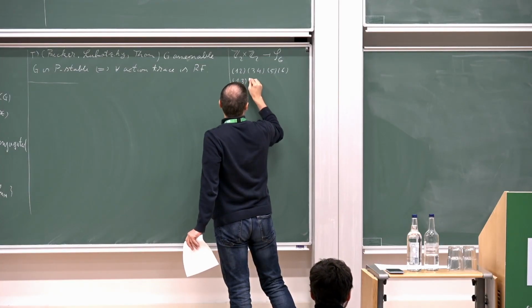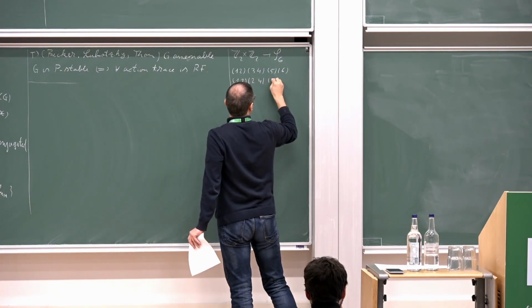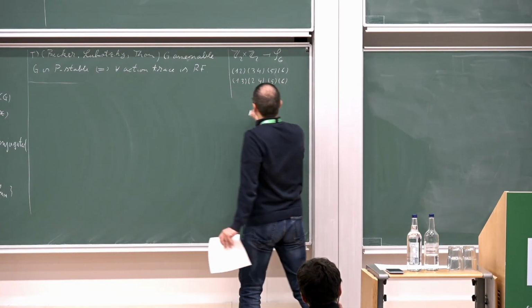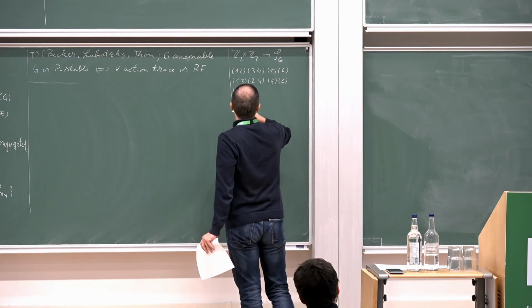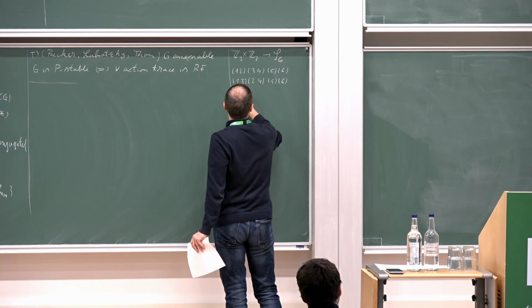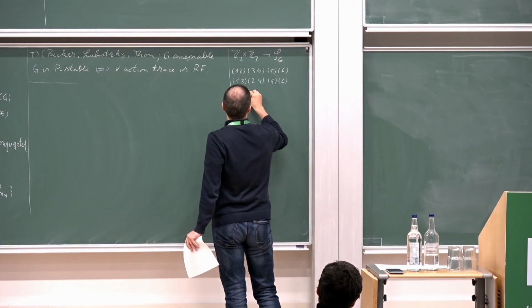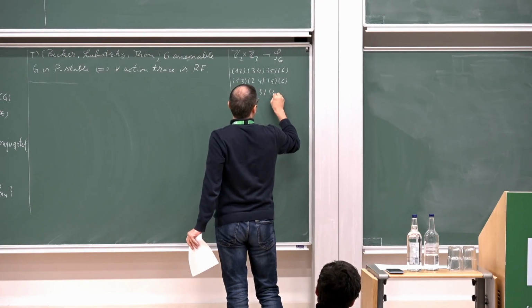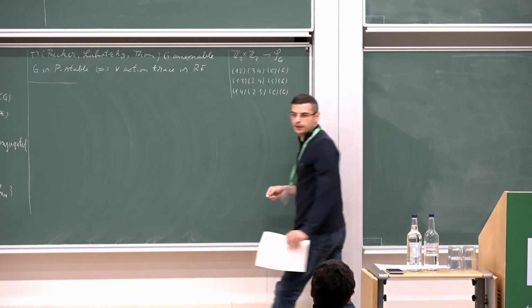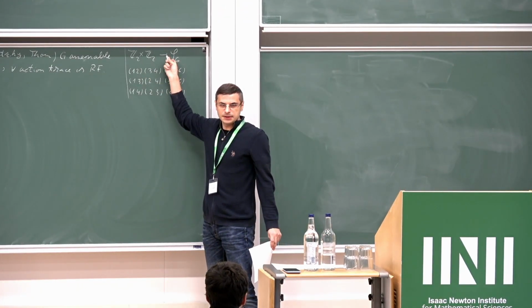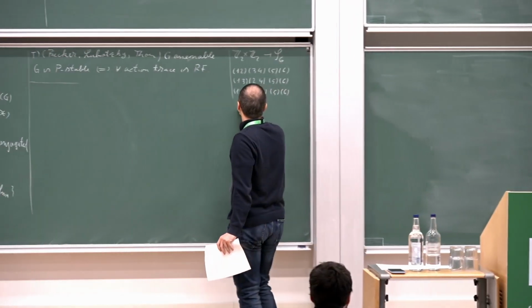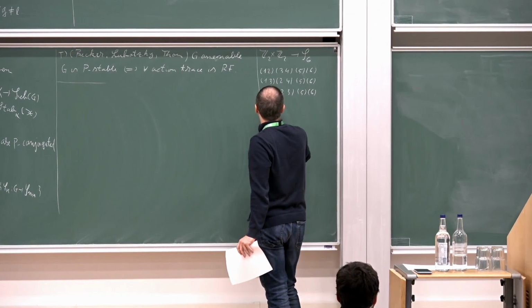1, 3, 2, 4, 5, and 6. And if I multiply them, it will be 1, 4. I hope I'm not wrong. Okay. So that will be a morphism from Z2 times Z2 to S6. And the other morphism will be the same.